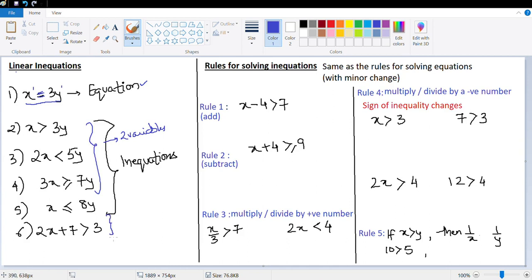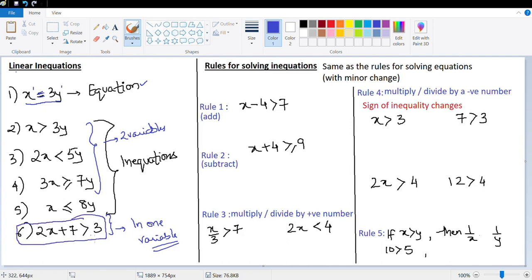And the last one which I have listed here, which is 2x plus 7 is more than 3, is a linear inequation in one variable. So in this chapter and in class 10, we will focus only on linear inequations in one variable. So this is the kind of question that we'll be working on.